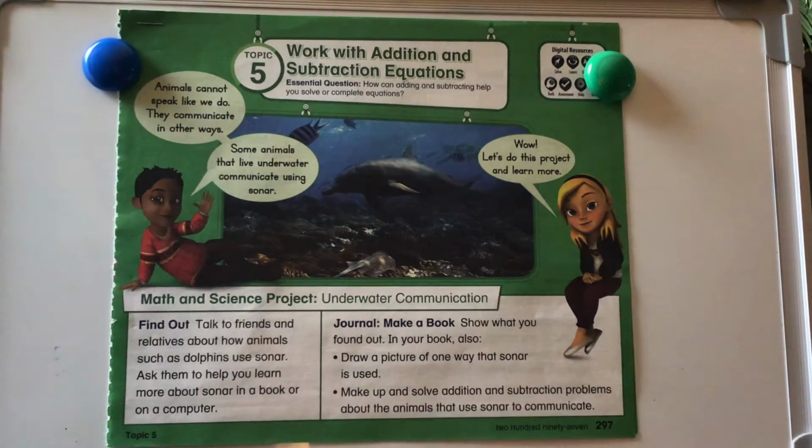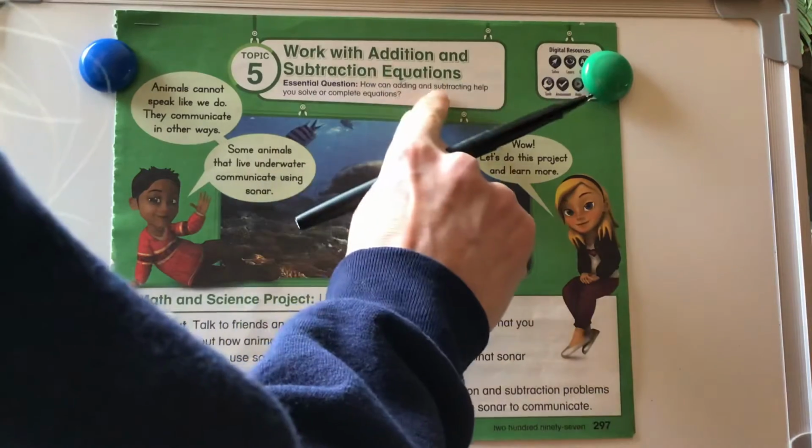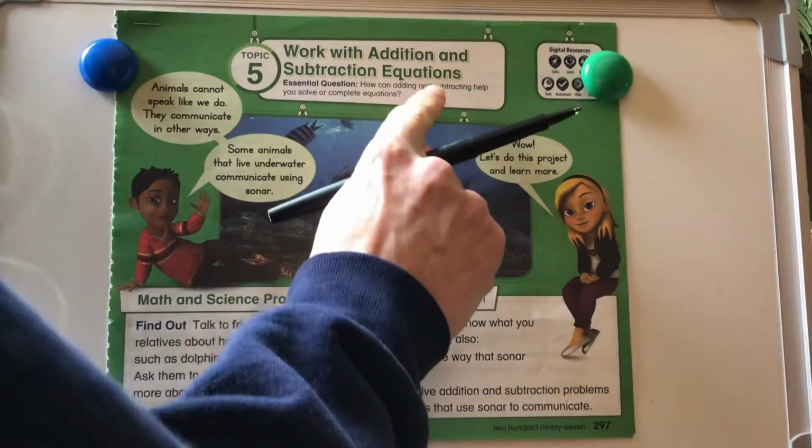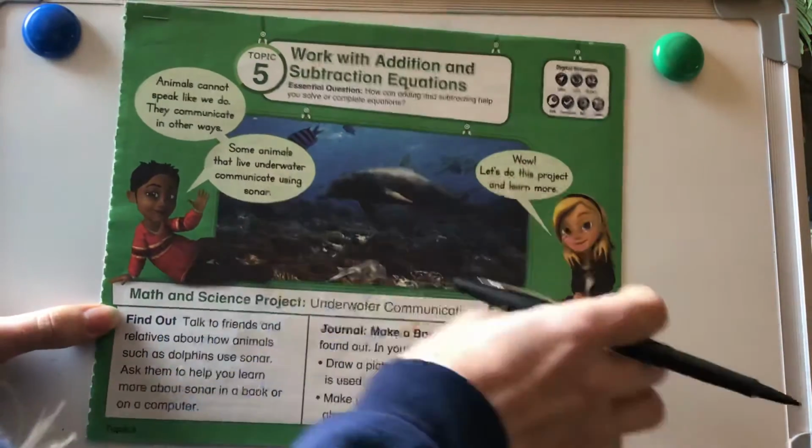All right, this is first grade math topic 5. We're going to be working with addition and subtraction equations. Again, equations is just a nice fancy word for saying a math sentence.